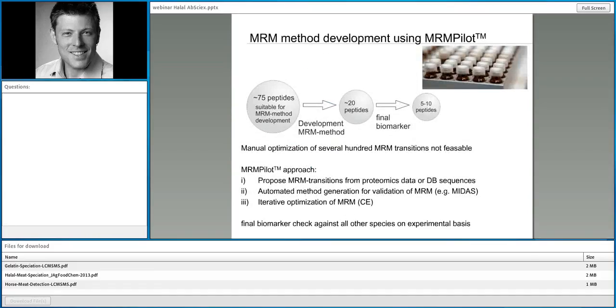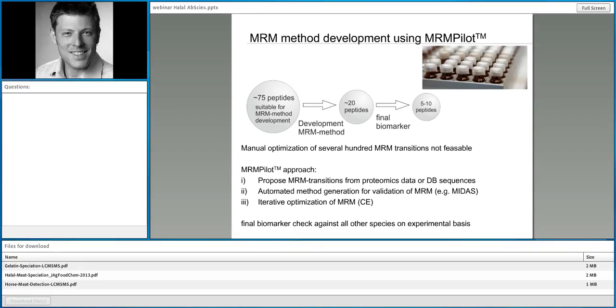We have performed the method development using the MRM Pilot software from AB Sciex, because one of the problems you have when you have 75 peptides which might be suitable for the MRM method, you will end up with something like 400, maybe 500 MRM transitions, and it is simply not feasible to manually optimize 500 MRM transitions. So we used the MRM Pilot software, and we were really quite happy with the results.